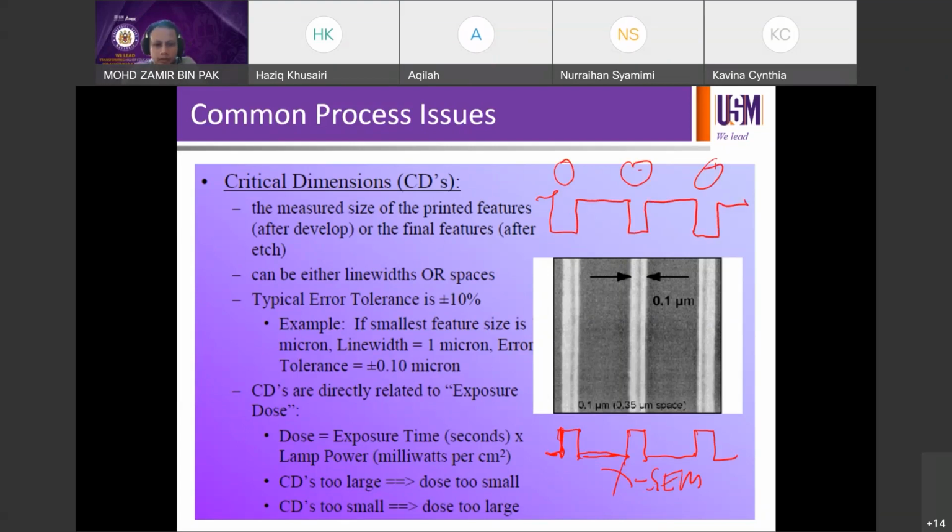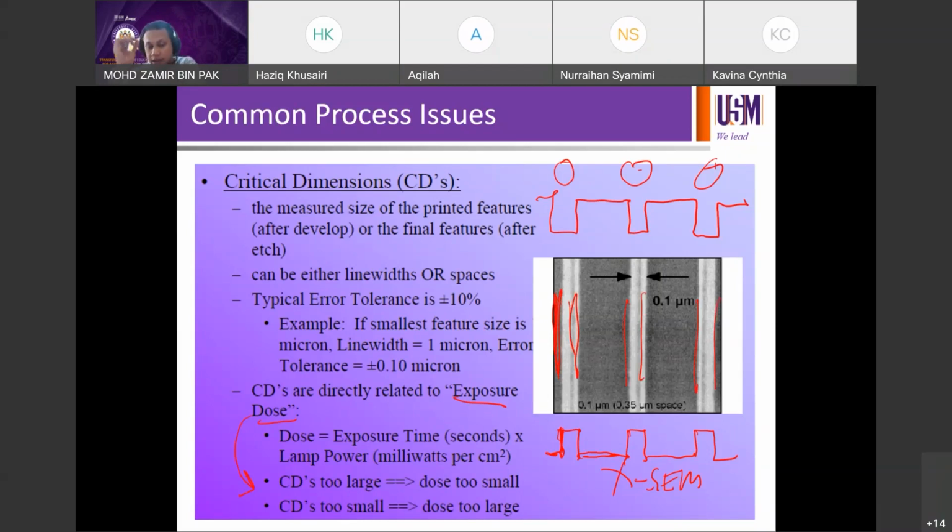Okay, that's how it goes. CDs are directly related to exposure dose. CD is related to exposure dose. How? If you're talking about lines printing, macam ni, line. If you're printing lines, macam ni, not holes, lines.